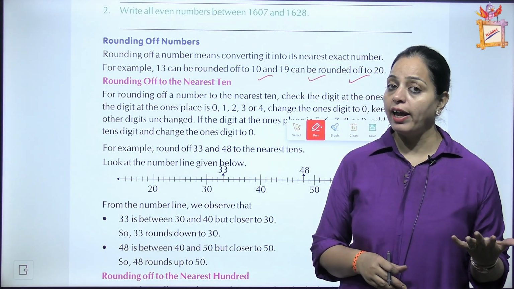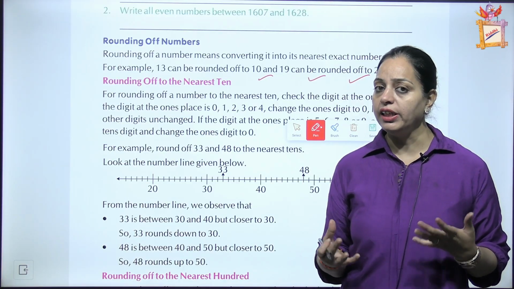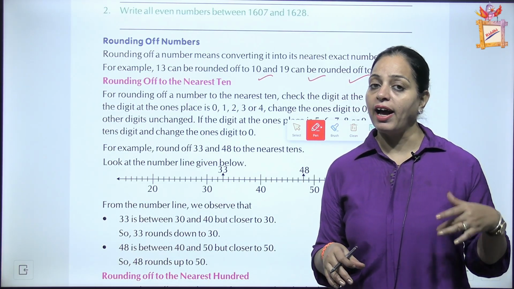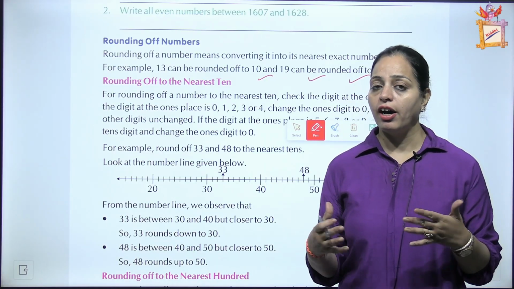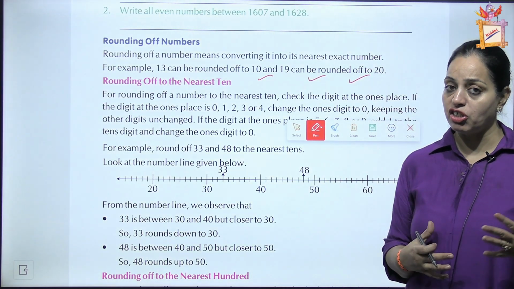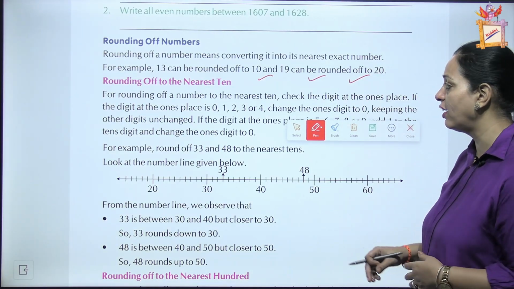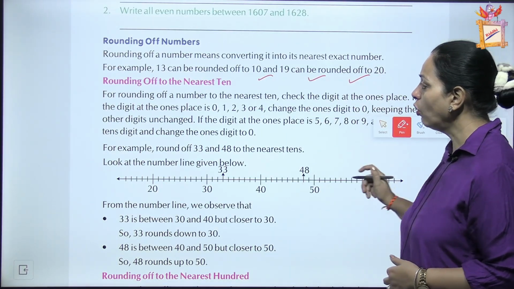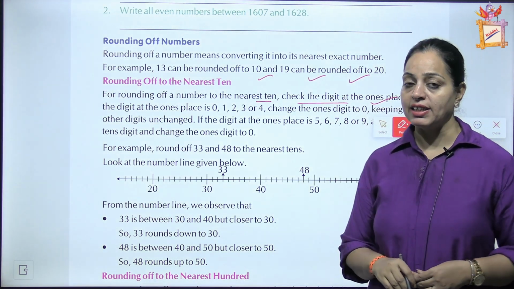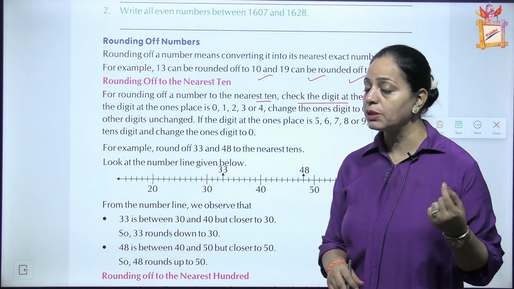Okay, and suppose I have 39 or 38 toffees. Suppose I don't know the exact number, I can say I have around 40 toffees. So rounding means an estimation, एक idea, rough idea. So for rounding of a number to the nearest 10, check the digit at the ones place. हमें digit check करना है ones place का.